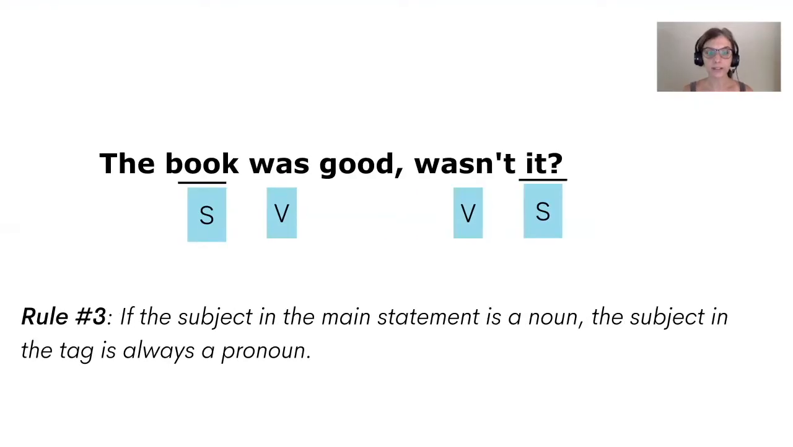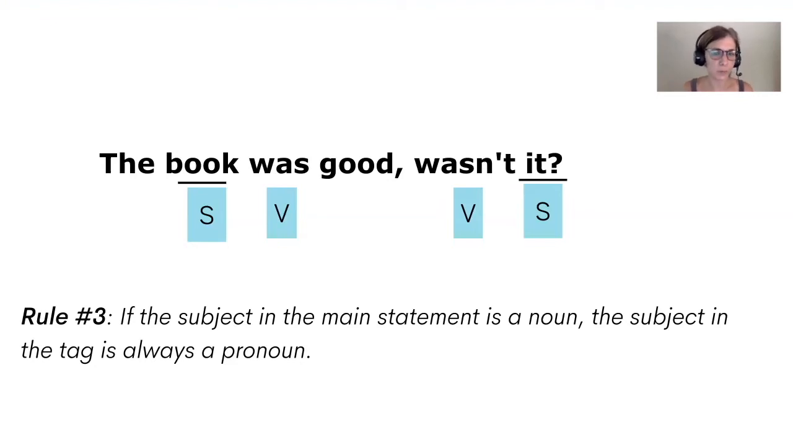The third rule is that if the subject of your main statement is a noun, the subject of the tag needs to be the corresponding pronoun. So if we look at this, for example, the book was good, wasn't it? We wouldn't repeat the book again. It sounds kind of strange to say, the book was good, wasn't the book? It just sounds weird and unnatural. If the first statement uses a noun, we always replace that noun in the tag with a pronoun.